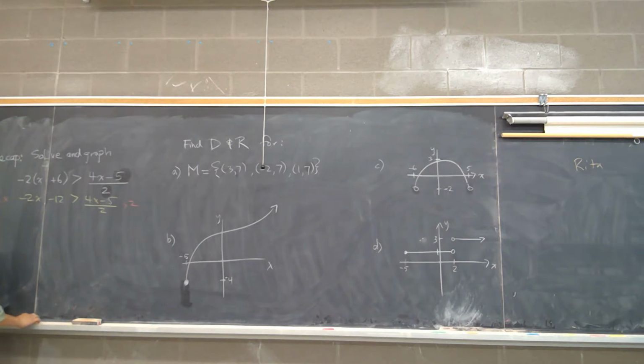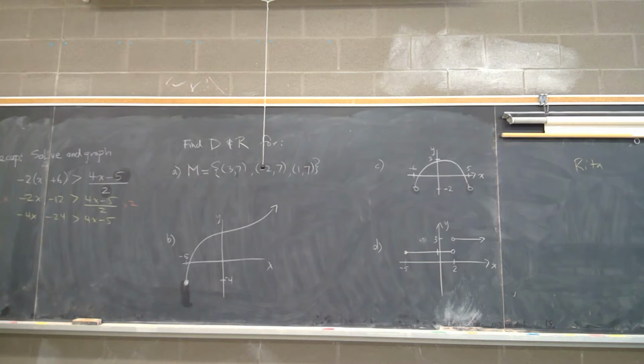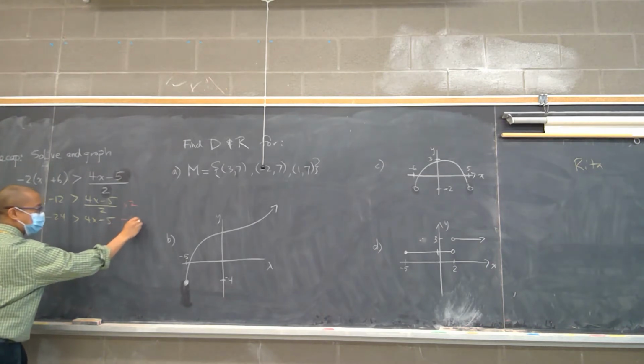So what's going to happen for the next line? I think everyone agrees we're going to get negative 4x minus 24, which is greater than 4x minus 5. Notice what it looks like? Just like in grade 9, a binomial equaling another binomial. So what should we do? I think everyone's okay. I'm going to subtract 4x from both sides. I'm going to go slowly.